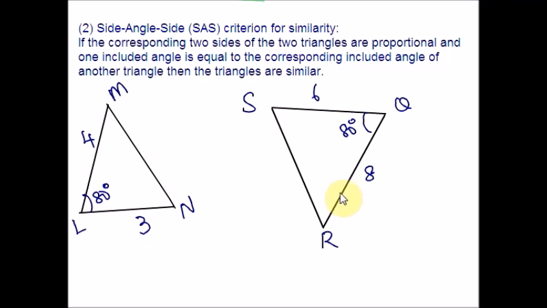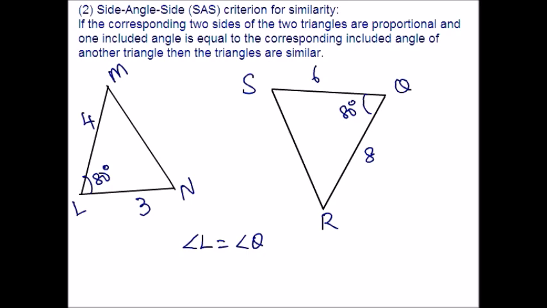Now let me write the proportionality on the board. Angle L is equal to angle Q. Now for the sides, please note that one angle and two sides are corresponding. So the triangles LMN and SQR will be similar. The property applied here is the side angle side criterion for similarity. Now let's look at the third one.